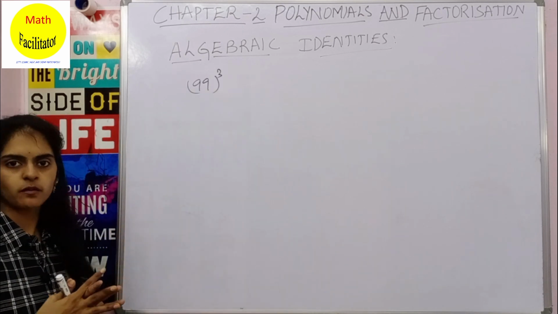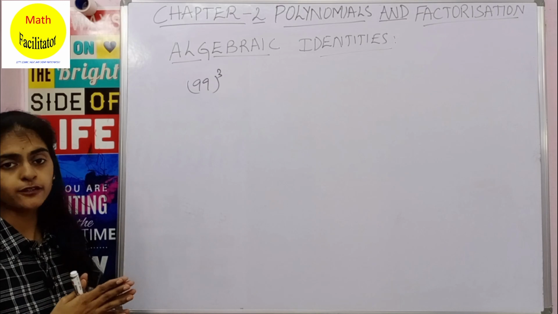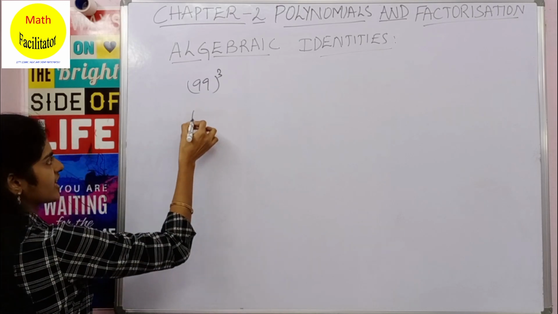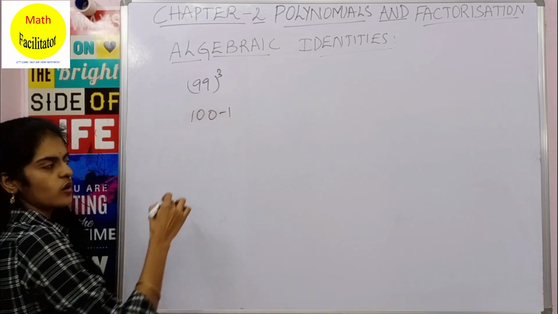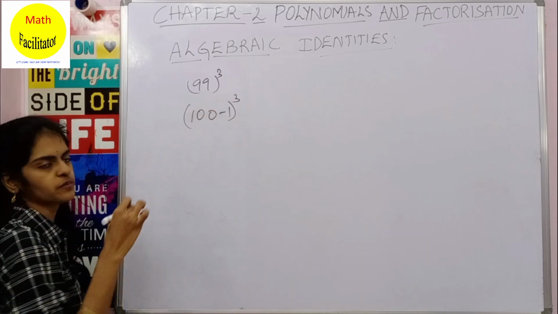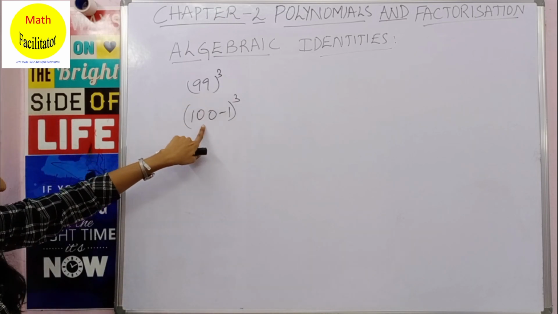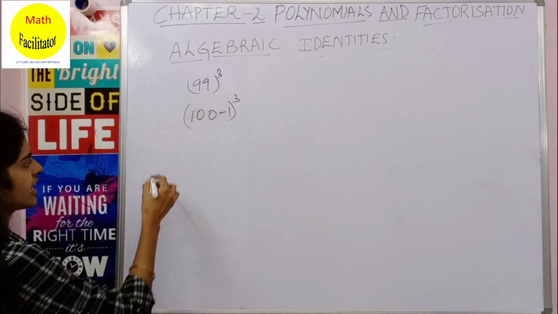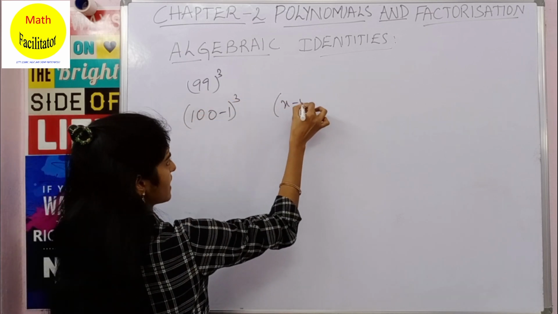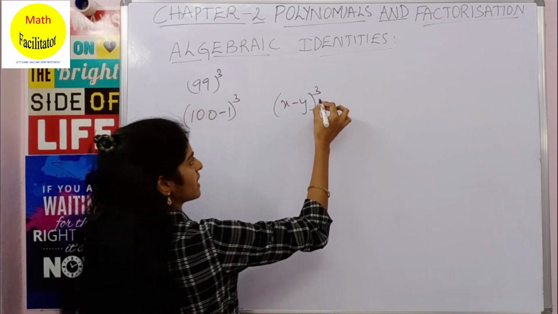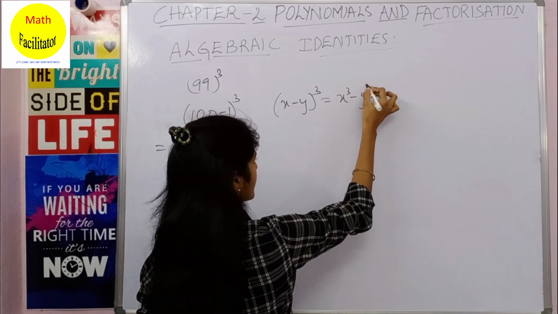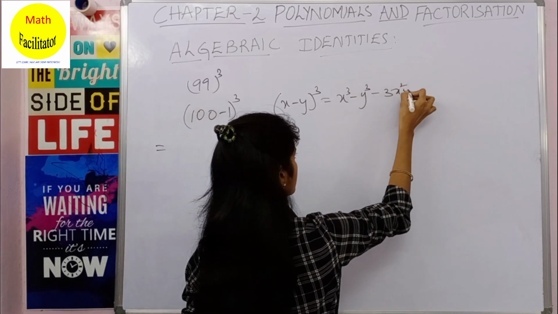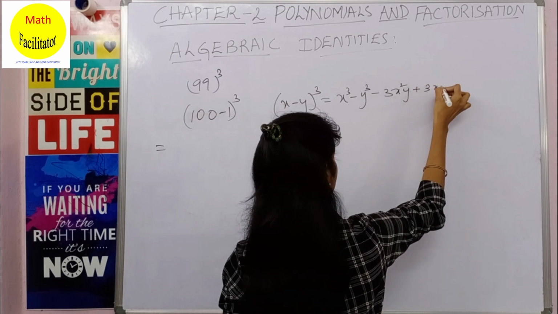You may find a problem like this, where you have to evaluate 99 whole cube. So how do you do that? 99 you can write as 100 minus 1. So this is 100 minus 1 whole cube. You have a cube here, so this is of the form x minus y whole cube. What is the formula? It is x cube minus y cube minus 3x square y plus 3xy square.